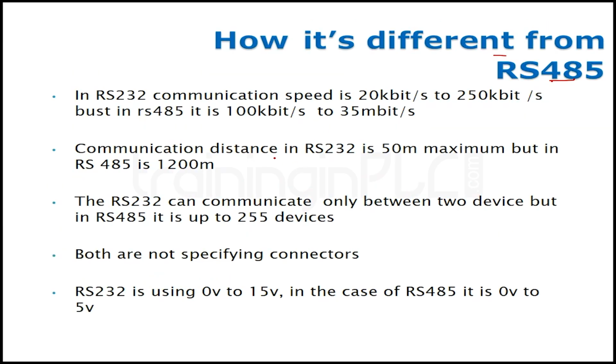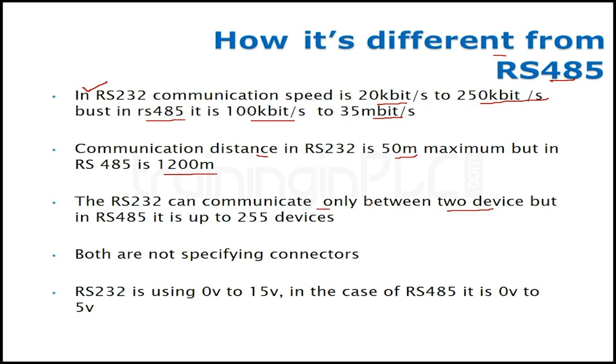Let's see the difference between RS-232 and RS-485. RS-232 communication speed is 20 kilobits per second to 250 kilobits per second, but RS-485 has 100 kilobits per second to 35 megabits per second. In communication speed, RS-232 is slower compared to RS-485. If you see the communication distance, RS-232 can be used up to a maximum of 50 meters, but RS-485 can be used up to 1200 meters.